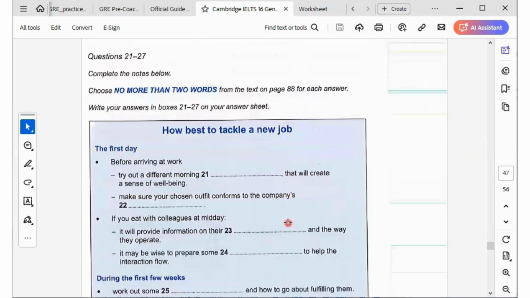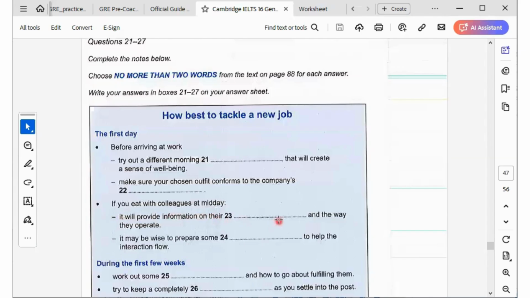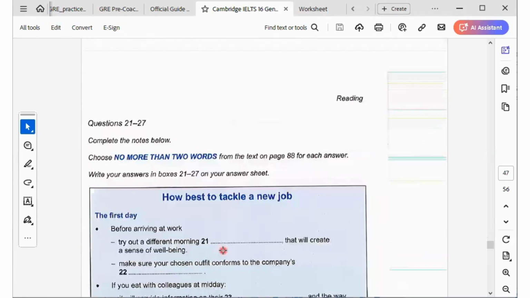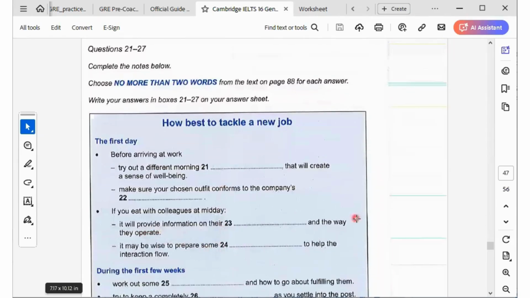Okay, back to the question. It will provide information on their dash and the way they operate. Back to the passage. To know about the people you'll be working with, on their personalities and work styles. Work styles means the way they work. Can you see? Work styles, the way they operate, that's work styles. So what should be in this gap is going to be what? Personalities. Number 23 is going to be personalities. That's it.